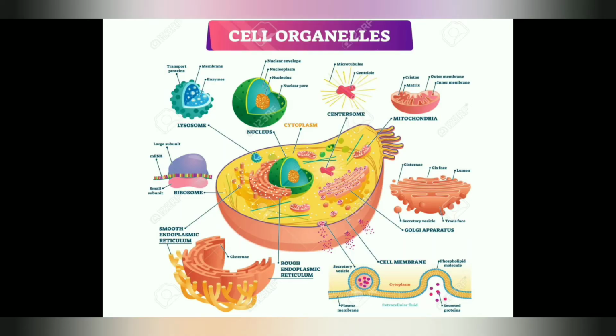In today's video, we are going to learn about the structure of a typical plant cell and an animal cell: cell organelles. In the previous session, we learned the structure of a typical plant cell and animal cell. In that, we learned two organelles, namely mitochondria and nucleus.